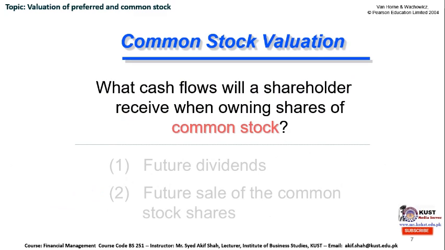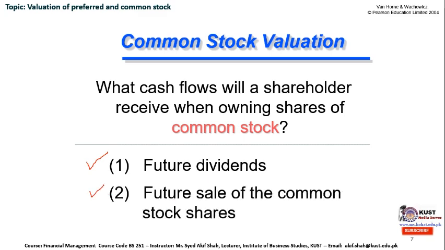So what type of cash flows shall a shareholder receive when owning shares of common stock? It's twofold. Number one, the common stockholder may obtain future dividends when the board of directors decides or announces dividend payments for common stockholders. And secondly, the future sale of common stock, when the investor sells their share in the stock exchange after holding it for a while or for a number of years. That amount could be realized by the investor. So either the investor is going to receive dividends or the future sale price of that share.